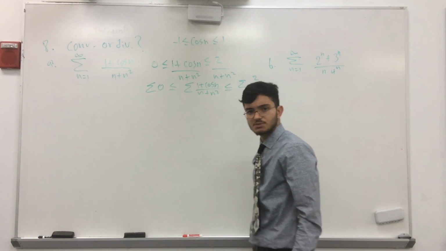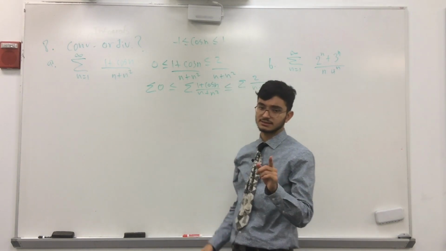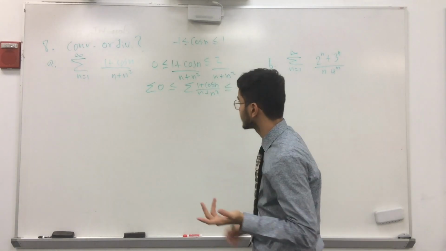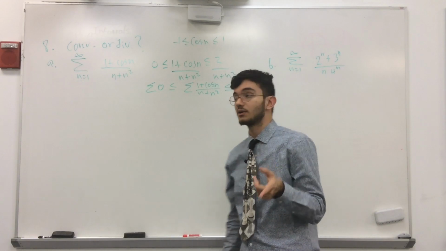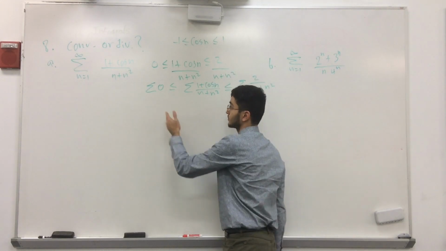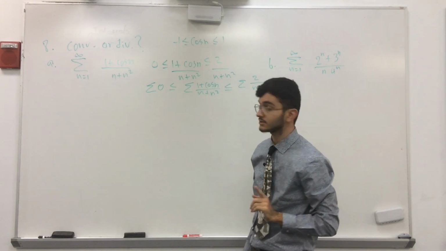The smaller series converges, but that doesn't help us, because the comparison test states that if the smaller series diverges, then the larger series diverges as well, but not the other way around. If this converges, we don't know if this converges. We're not certain.